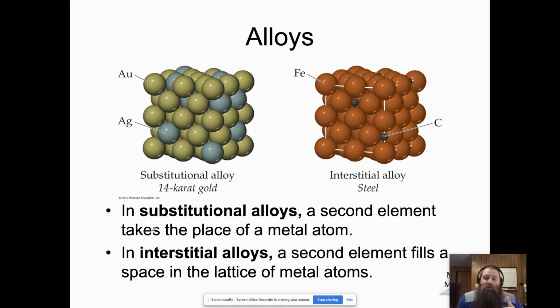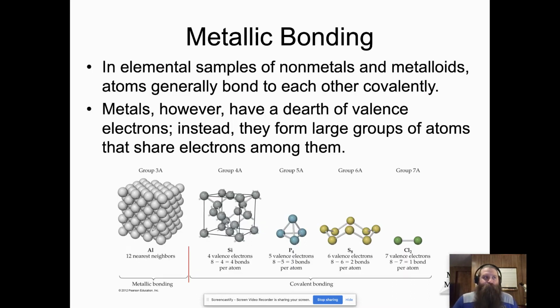If you have an interstitial alloy, then the lattice of your metal is unchanged, but the second element fits into the gaps. So that's what steel is. Carbon just kind of fits into the gaps between the iron atoms.